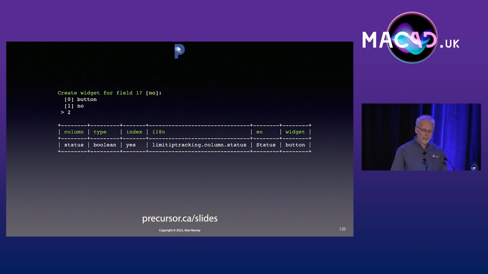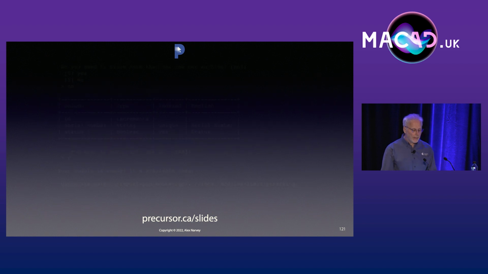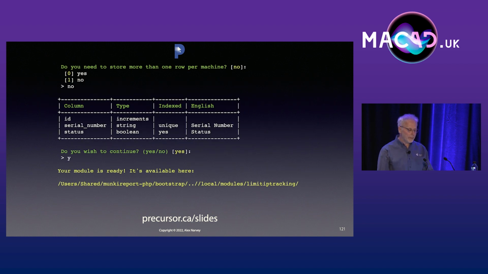Finally, it asks whether I want a widget to display the info from this module, and yes, I do. I want an informational button widget. After it asks whether I need more than one row per machine, it then displays a summary of the database template for this module and asks if I want to continue. I say yes, and boom, the module has been built and lives in the local modules directory.